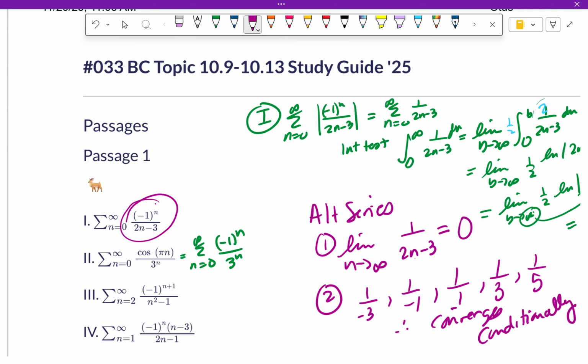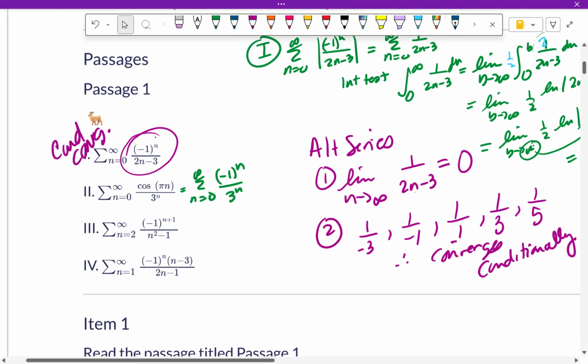Because the absolute value of it diverged, right? And then we were able to run a regular series test on it and it converged. So this is the conditional convergence on this one. Does that make sense to everybody? If we get lucky and it converges on the absolute, then we know it. We don't have to do the second test. All right, I'm going to keep going.